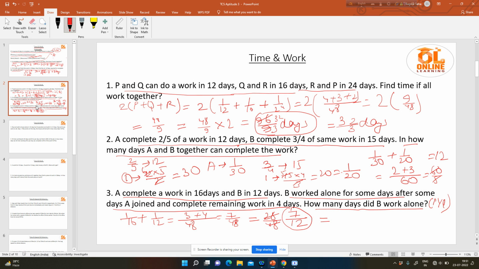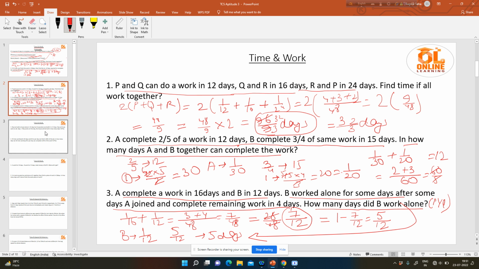So what amount of work has been done by B? It would be 1 minus 7 by 12. That would be 5 by 12. So 5 by 12 of the work has been done by B. So what work is done by B in 1 day? It is 1 by 12. So 5 by 12 will be done by him in 5 days, right? So how many days did B work alone? B worked alone for 5 days.